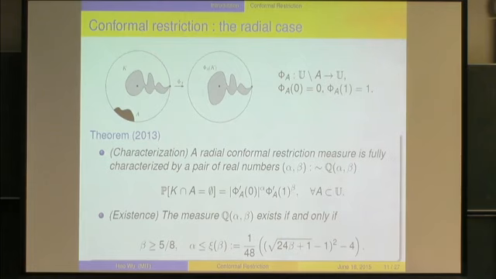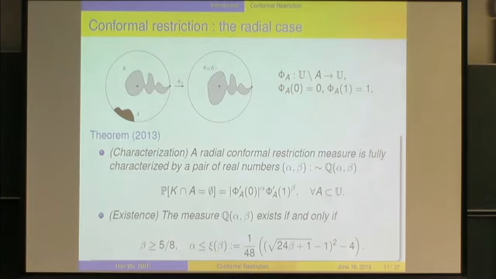And this is the second part. The second part shows that the exact lower bound for beta is the same as the chordal case, and the upper bound for this interior exponent alpha is given by this formula. Okay, so this is the story about the radial conformal restriction.